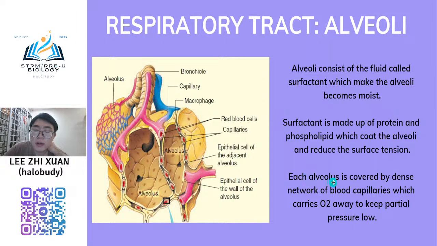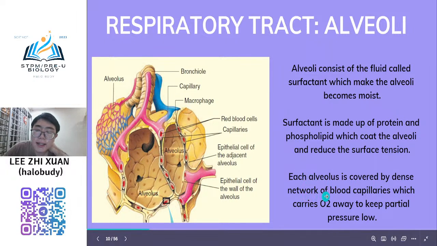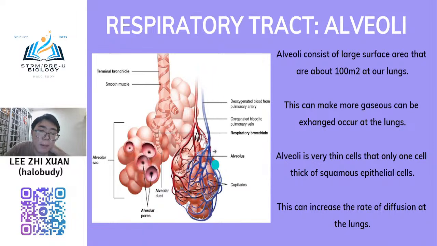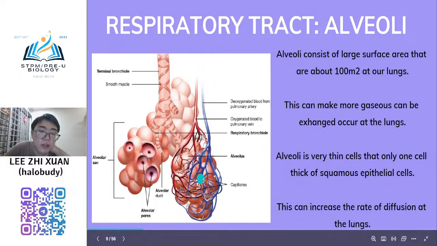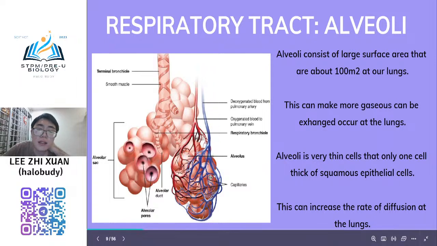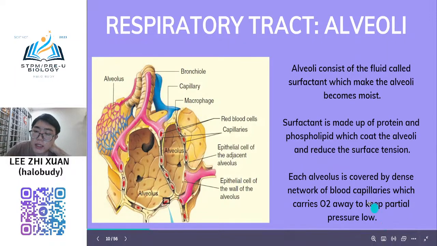Okay, and then each alveolus is covered by a dense network of blood capillaries which carry oxygen away to keep the partial pressure low. So actually, if you see this diagram, each alveolus is partly covered by the blood capillaries. Arterioles and venules, right? If you see here, the red one is the arterioles and the blue one is the venules. So why does it need this? It wants to keep the partial pressure low.